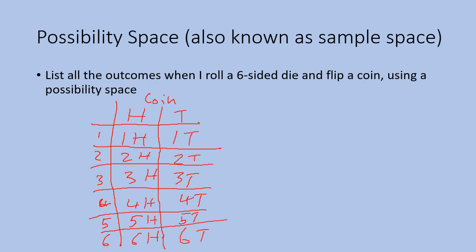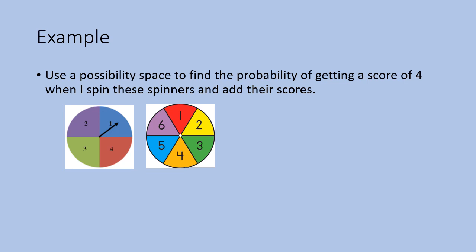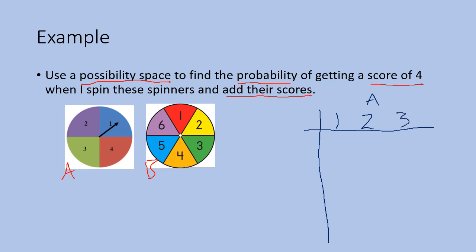So let's look at another example. This question asks us to use a possibility space to find the probability that we get a 4 when I spin these spinners, I'm going to call them A and B, and add their scores together. So we know we're going to need a possibility space because it tells us that in the question. We also need to add the scores together as we go. So this is going to be for A up here. We've got possible scores of 1, 2, 3, or 4. And then down the side, we're going to have B. We've got possible scores of 1, 2, 3, 4, 5, 6.